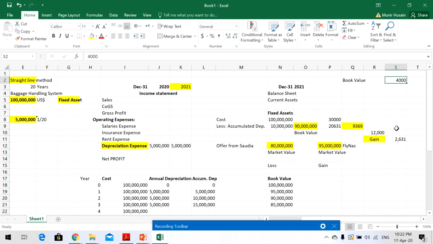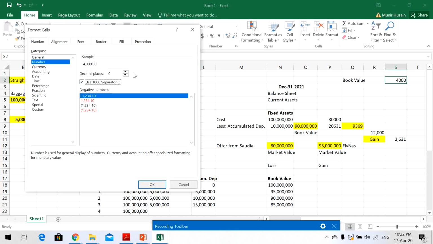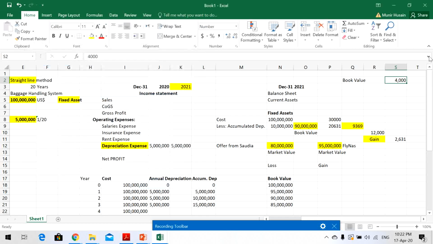So this is the book value. Now if we get a discount of more than 4,000, it means we are in a good deal and we made a gain. But if we get less, there is a loss. Let's see what we get here. Do we have a gain or a loss on the trade-in allowance?